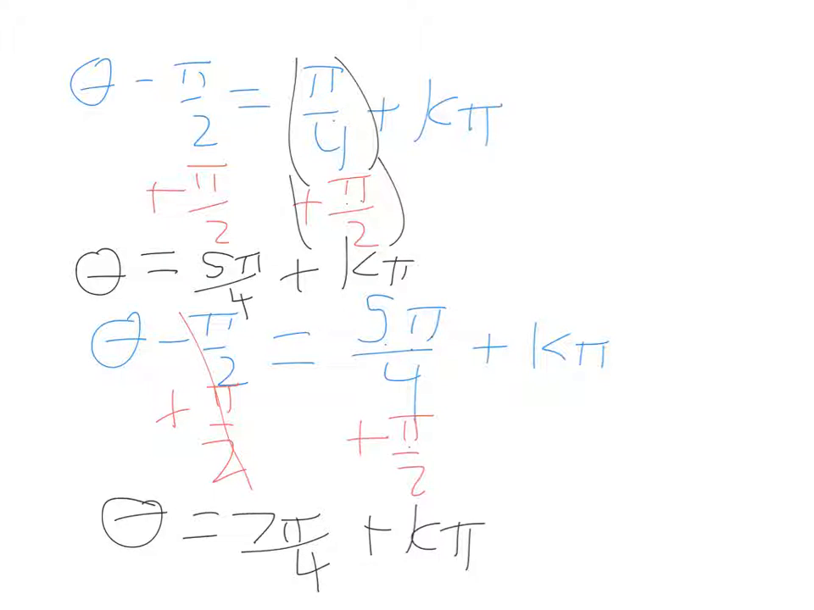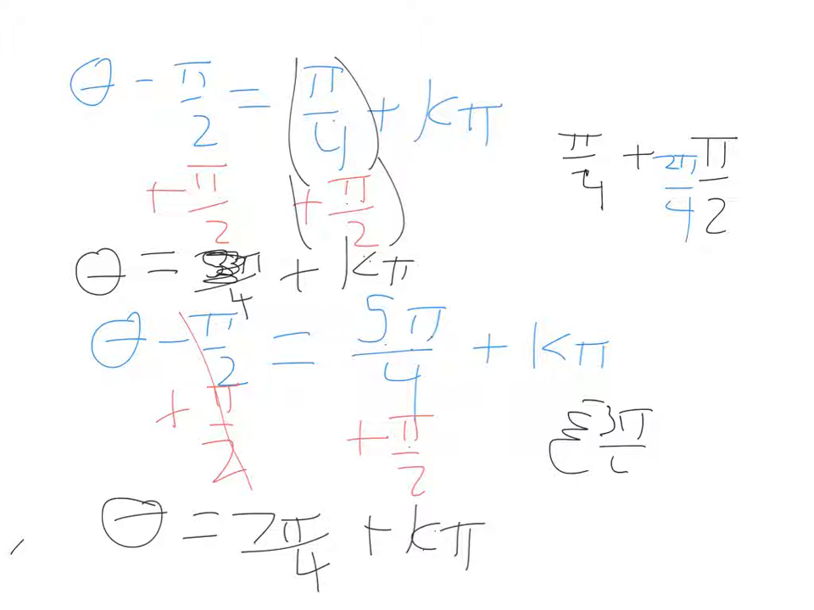Wait, this pi over 4 plus pi over 2, let me make sure that's right. Pi over 4 plus pi over 2 can be rewritten as 2 pi over 4 plus pi over 4. So that should be 3 pi over 4. So if we plug in 0 for k, we know that 3 pi over 4 and 7 pi over 4 are both solutions.